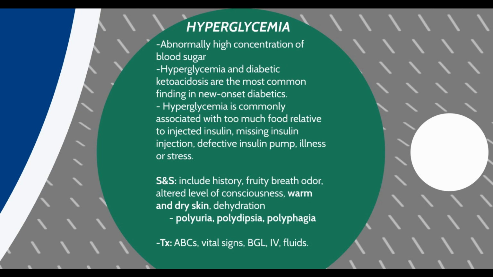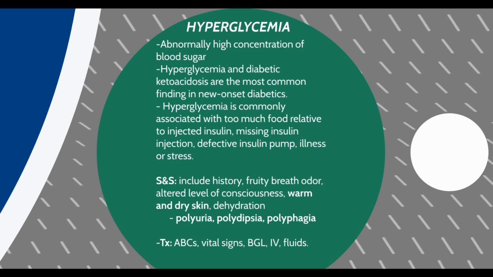Now, since we have an abnormal amount of glucose being circulated throughout the bloodstream, the patient's going to feel hungry. So they're going to feel like they need to eat more. So polyphagia. Why do they feel like they need to eat more? Well, because the cells are not utilizing the glucose that's floating around in the blood. So that's why you have the 3 P's of hyperglycemia, which are polyuria, polydipsia, and polyphagia.